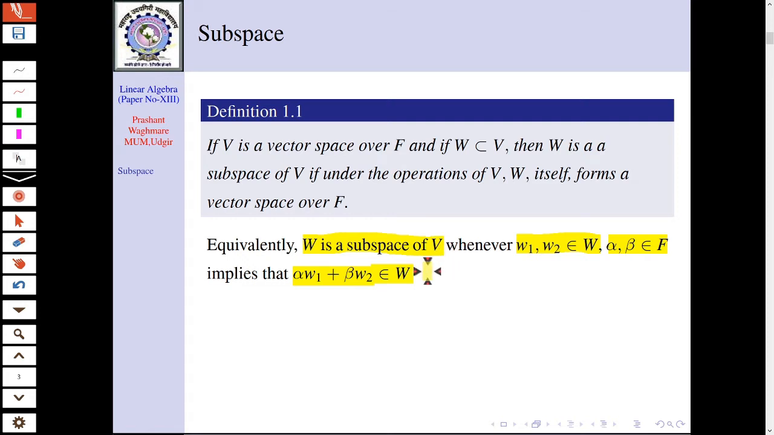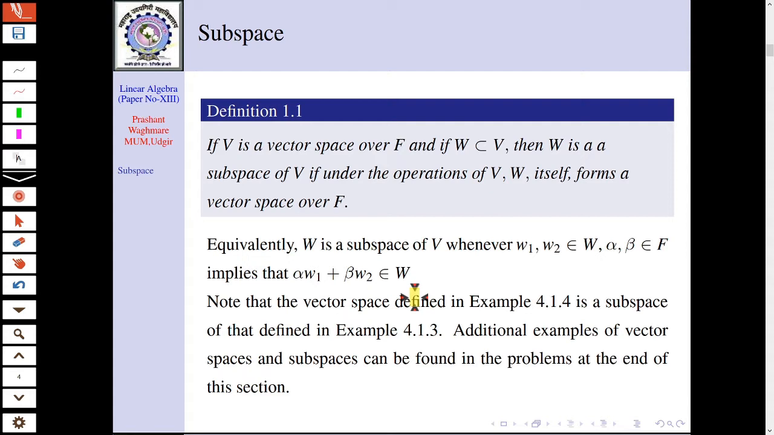Suppose it is given that W is a subset of V and we are asked to show that W is a subspace. What do we need to do at that time? Consider any two elements of W and two elements of the field, and then calculate alpha W1 plus beta W2 and show that it is an element of W. Then directly this W becomes a subspace of V.